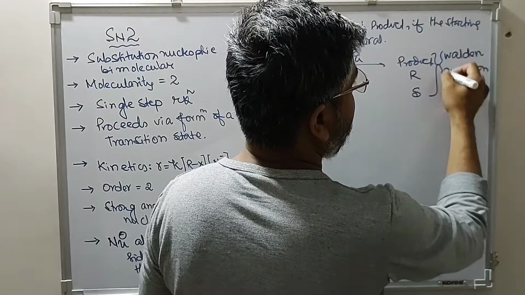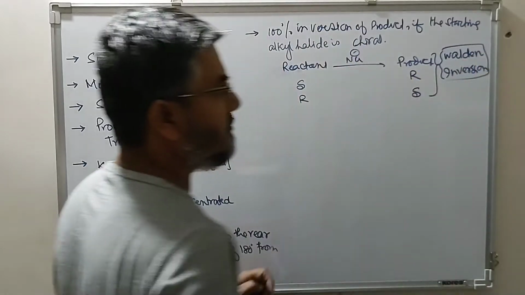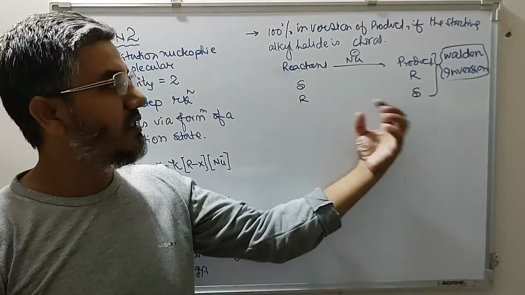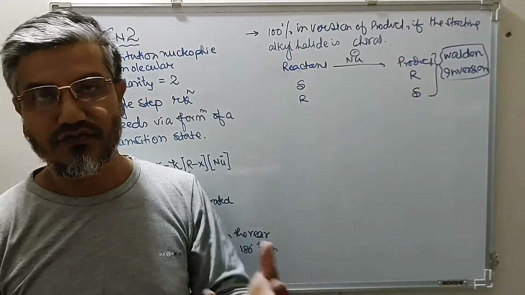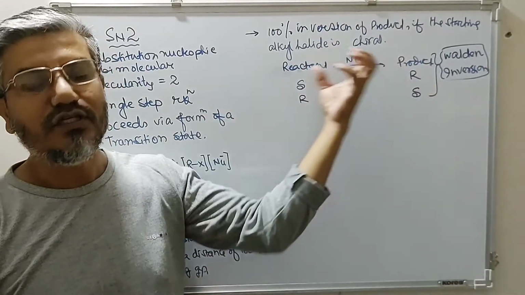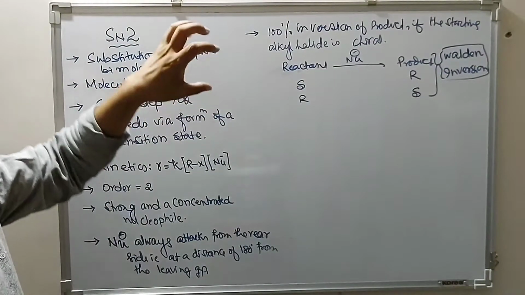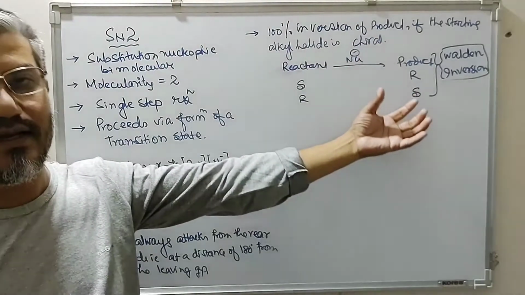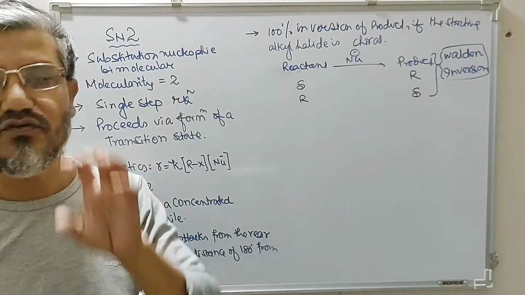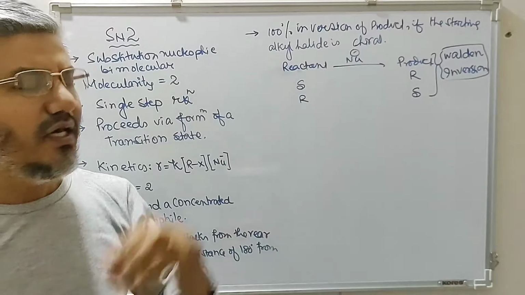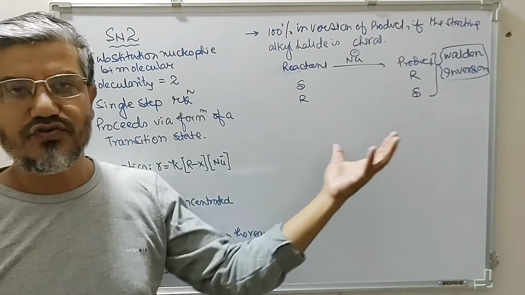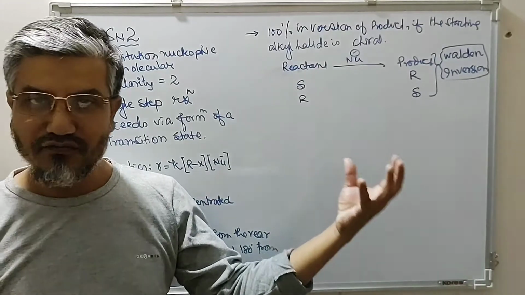So Walden inversion is nothing but inversion in the configuration of the reactant and the product after the course of reaction. So for every SN2 reaction, if the starting alkyl halide is chiral, 100% inversion of configuration will be observed. If the starting alkyl halide is not chiral, that is achiral, there is no question of 100% inversion of the product being formed.